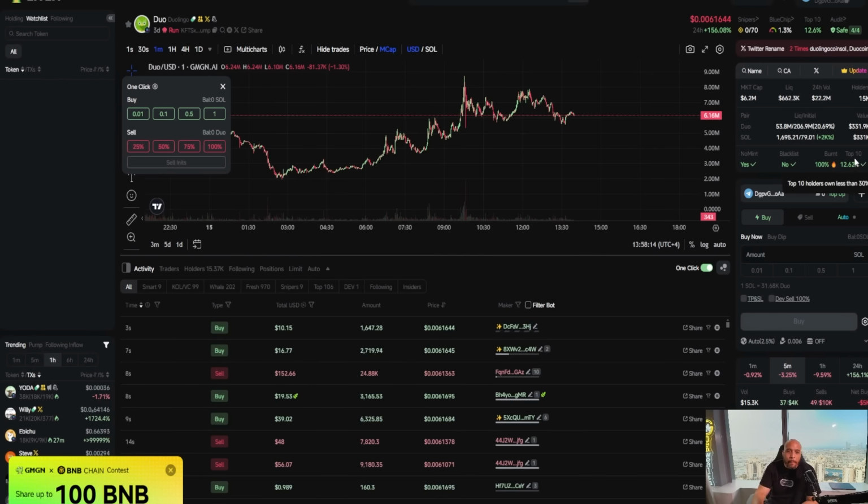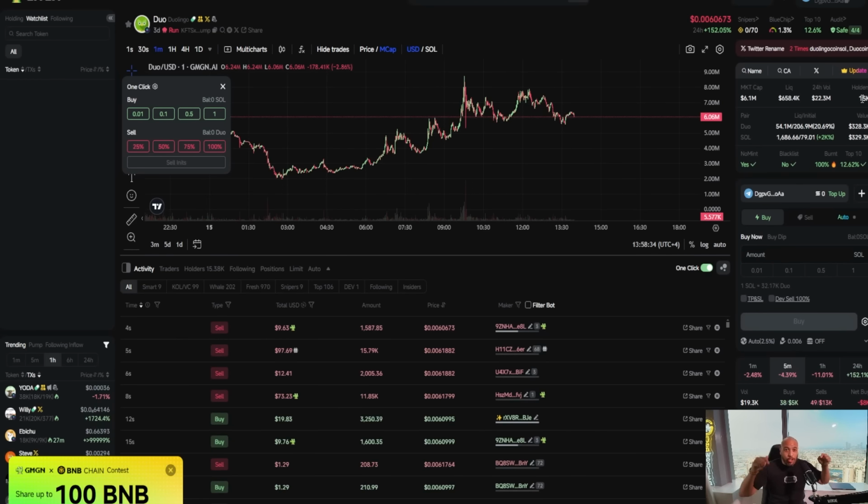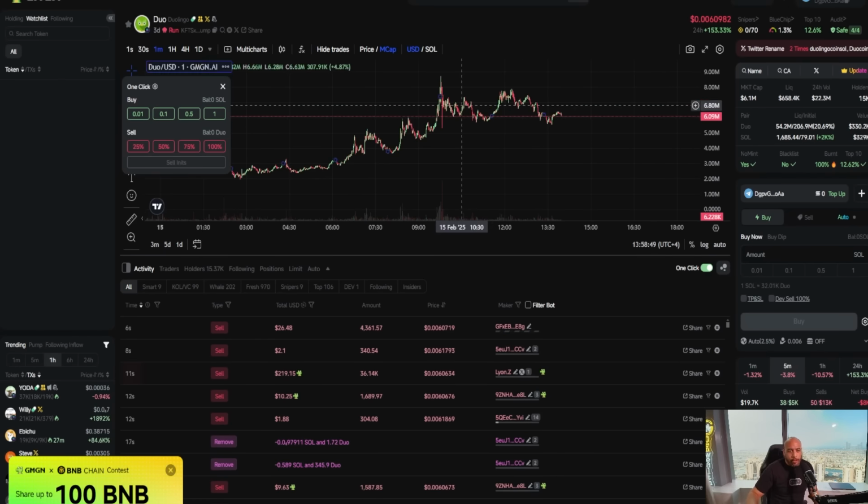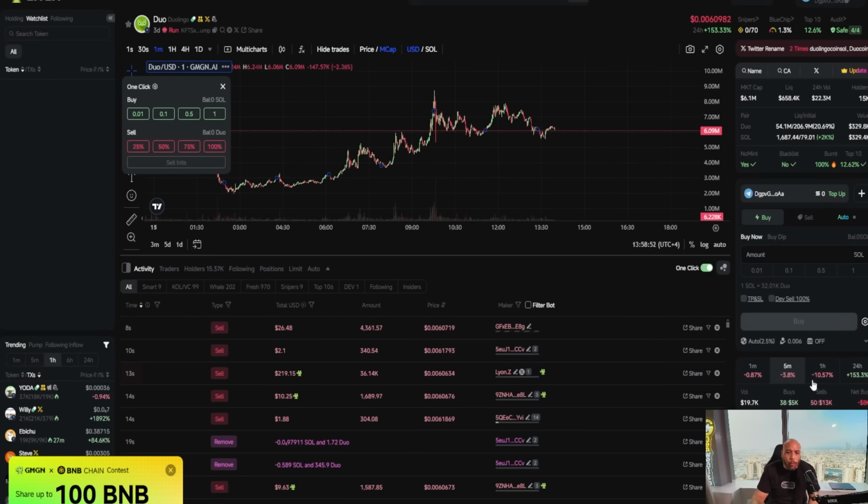Top 10 people own 12% of the supply. This is very good. We want this to be below 25. The lower 25% is the better. 15,000 holders, guys. That means that 15,000 people hold this token. So you have a lot of community members, right? Now we found our token. This is something that I potentially would scalp, guys.